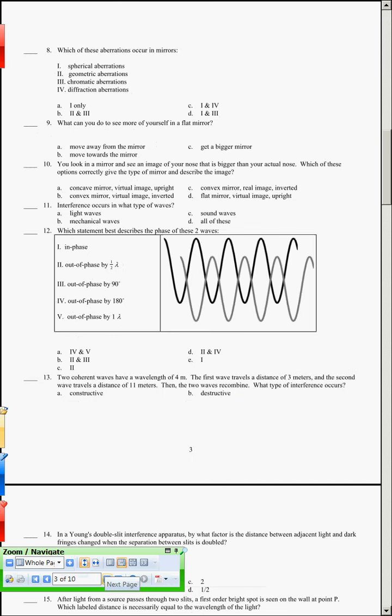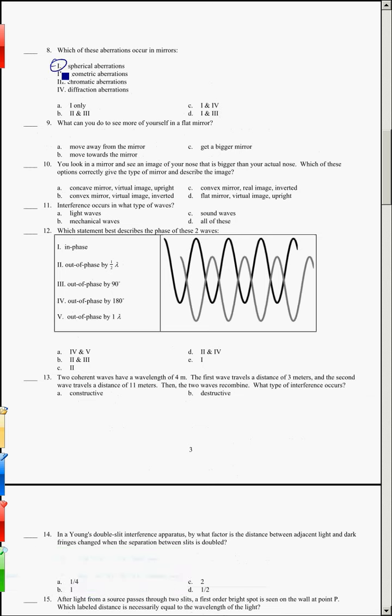Alright, which of these aberrations occur in mirrors? Spherical aberrations do occur. Geometric and diffraction aberrations, those aren't. That's just made up. Chromatic aberration only occurs in lenses because it's due to refraction. So the answer is 1 only.